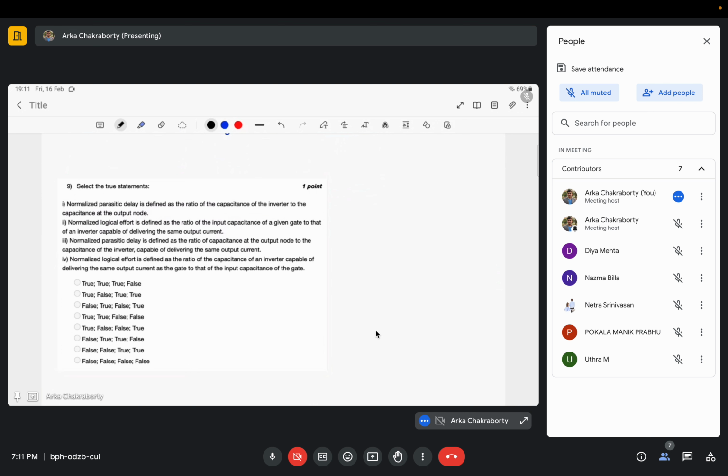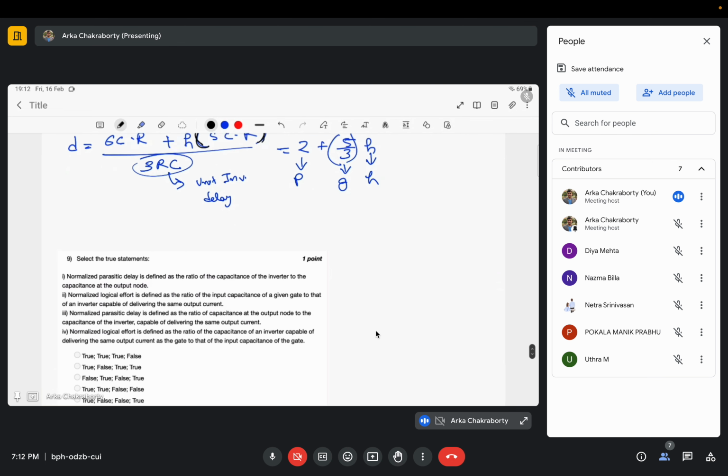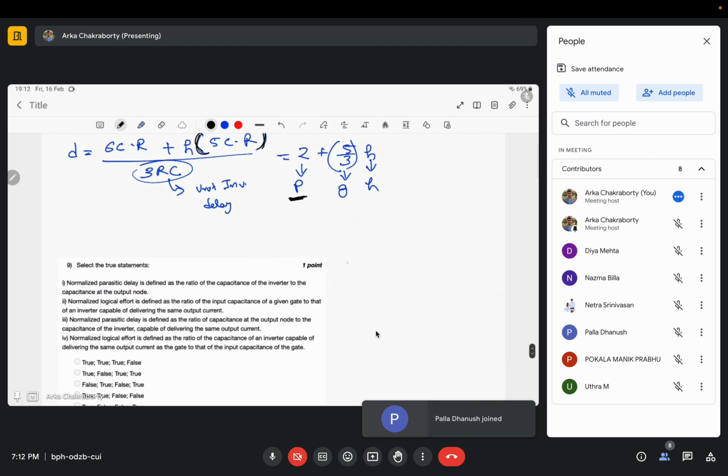Select the true statements. Fine. So here they are giving us the definitions of parasitic delay and logical effort, and asking us which definition is correct. Okay, so the first one is: normalized parasitic delay is defined as the ratio of capacitance of the inverter to the capacitance at the output node. So this is the normalized parasitic delay, P.